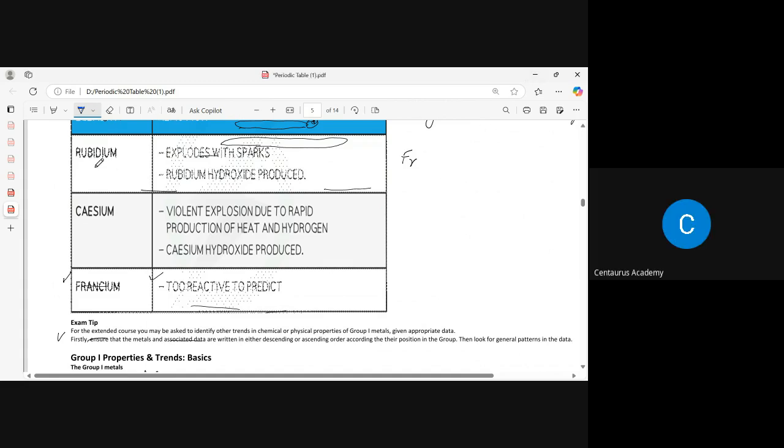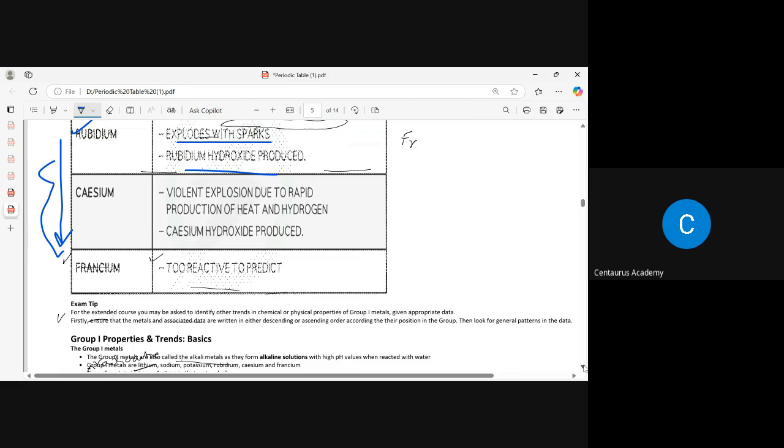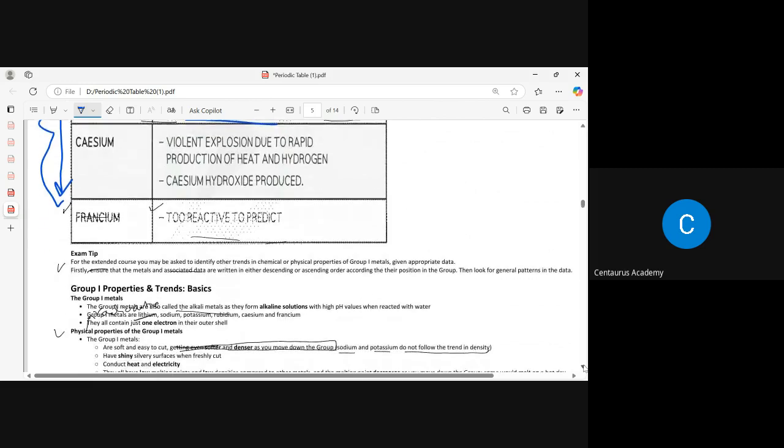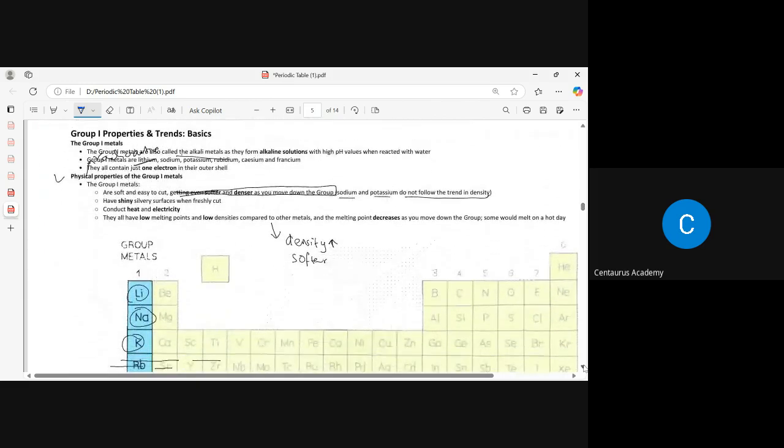Okay. Next, we look into the rest of the metals. As we go down the group, rubidium, we see that it explodes with sparks. Rubidium hydroxide is produced. These are all predictions, because the rest of the metals we cannot perform experiments on in school labs. Since they are so reactive, we are only able to predict these chemical reactions for the rest of the group 1 metals. So we say that their reaction is going to be violently explosive, lots and lots of heat energy will be produced, and their own metal hydroxide solution is produced as a result.